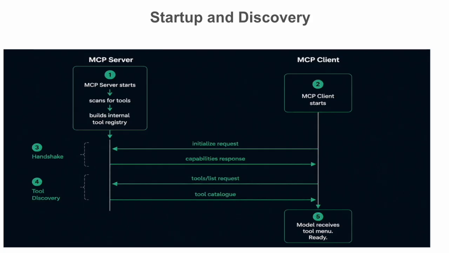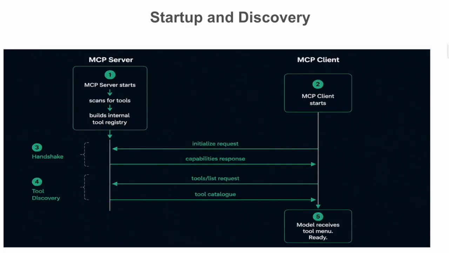There are two flows. The first happens once at startup, we're going to watch it now, and the second happens every time a user makes a request. So let's start with the first flow. When the system starts, the MCP server wakes up. It scans itself, finds all the tools it has registered, and builds an internal menu, a catalog of everything it can do. It is now ready, but nobody knows about it yet.